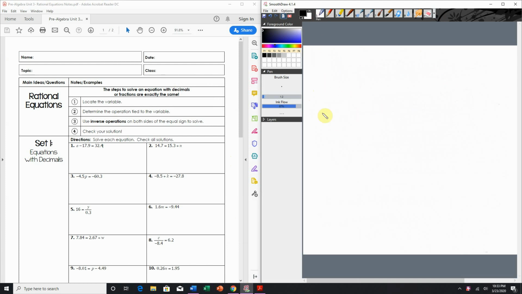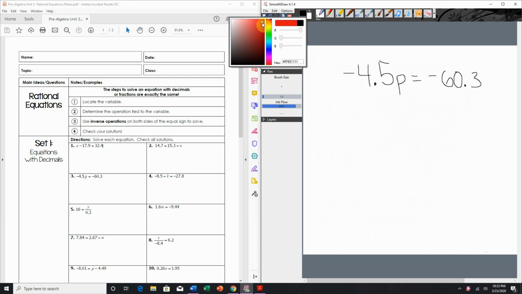Okay, so number 3 says negative 4.5. Oh, that's a crazy looking 5. Negative 4.5p equals negative 60.3. Okay, so we would go through the same steps. We're first going to locate our variable. Okay, so we see the p here. And now we have to figure out what operation is tied to this p.